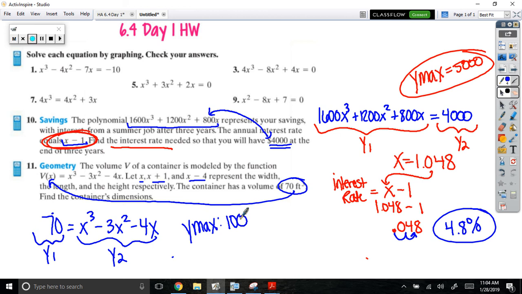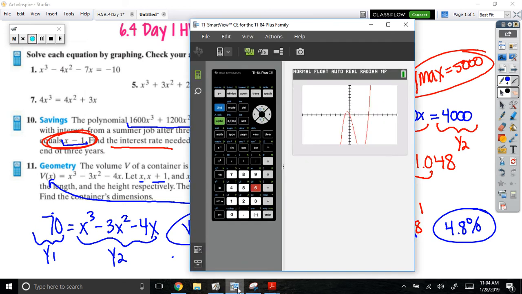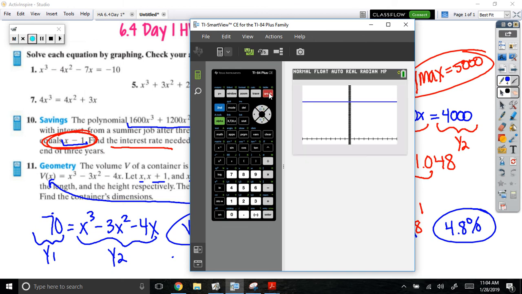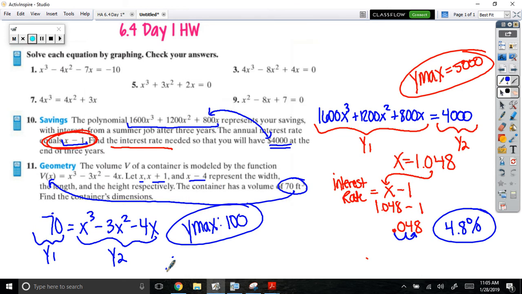I'm thinking maybe just change it to 100 to make it bigger than 70. So window, y max, 100. And pressing our graph button. Perfect picture. And find our intersection point. So second trace, intersect, first curve, second curve, and yes. 5.78. It doesn't tell me what to round to, but I know that when I looked at the answers, the book did hundredths place, so let's just do that.